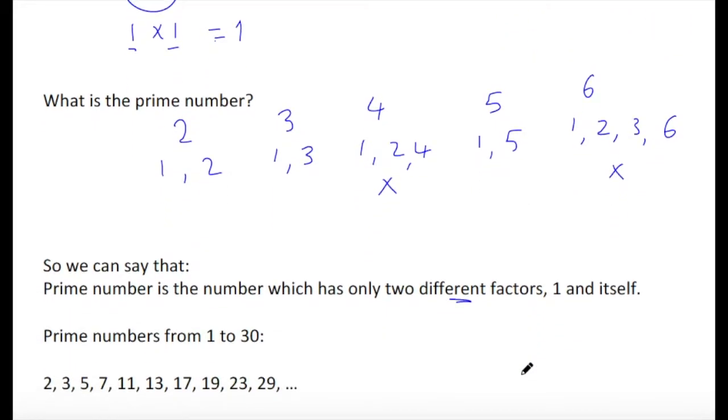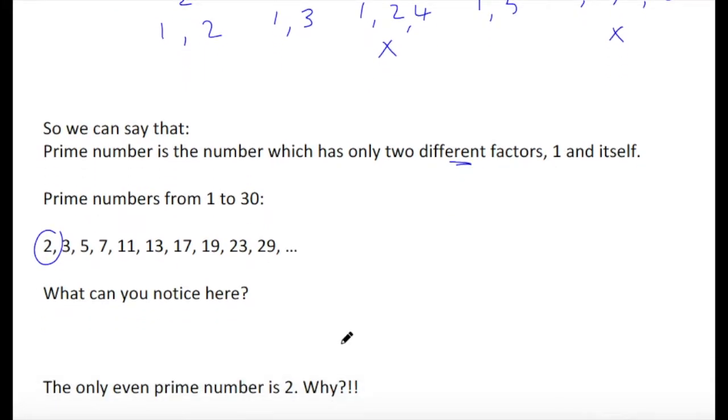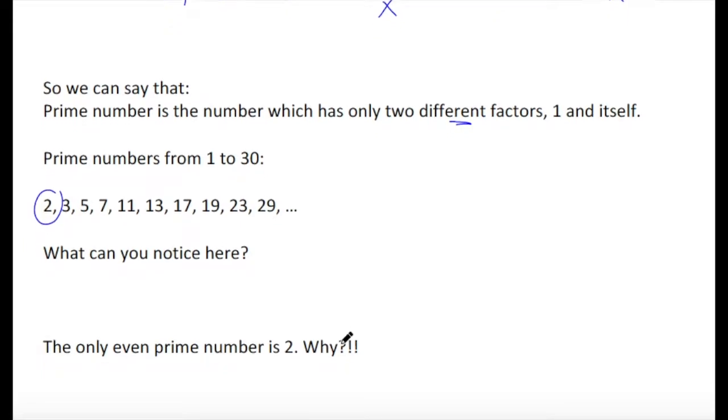If you write prime numbers from 1 to 30, you will find 2, 3, 5, 7, 11, 13, 17, 19, 23, and 29. What can you notice here? Of course, 2 is the only even prime, and all of the other numbers are odd. But why? The only even prime number is 2. Why?